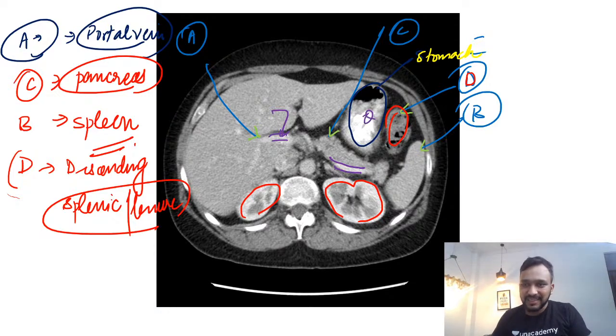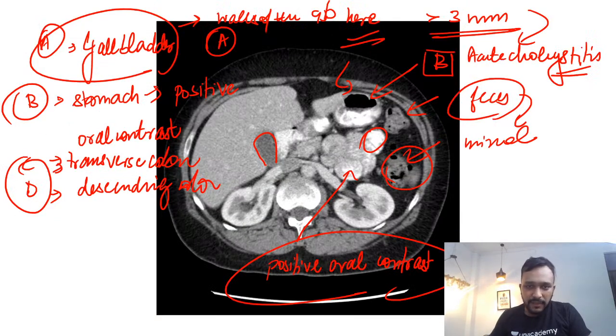This is your stomach. This is your descending colon, right? So gallbladder is a fluid-filled structure. This is how your gallbladder will look. Why is it important? Because in a patient with acute cholecystitis, you are going to see that the wall thickness of the gallbladder is going to increase, and we are going to see these patients as well.